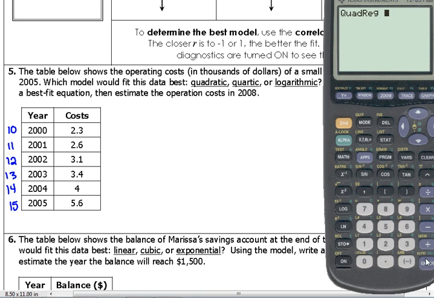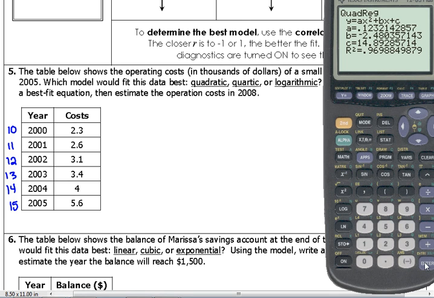Let's see here. We're not going to put it in the graph, okay? So I'm just going to do the quadratic regression. So now, instead of just having A, B, and C, now all of a sudden I have an R squared. Okay? I have an R squared on mine. If you do the logarithmic, you should have an R squared and an R.